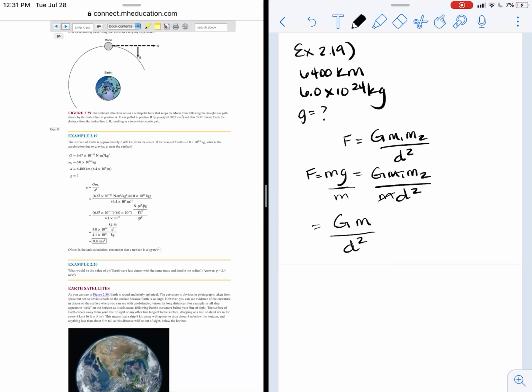squared. Okay. So the problem though is that it gave us the distance in kilometers, which we probably need to have in just meters. Otherwise, we're going to end up with some funky units. So if you have 6,400 kilometers, and 1 kilometer is 1,000 meters, you end up with 6.4 times 10 to the 6th meters. So you just have to do that first.